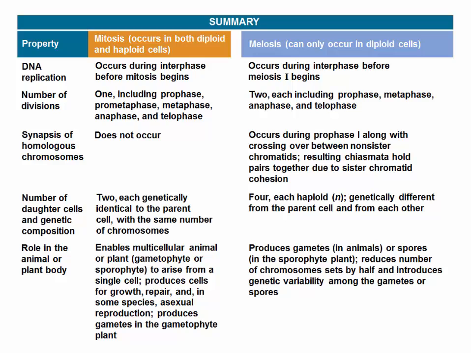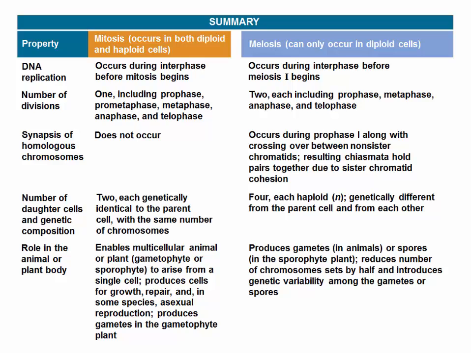In mitosis, there is no synapsis of homologous chromosomes, but in meiosis there is, because the crossing over has to occur. Chiasmata have to be formed to hold the homologous chromosomes together.